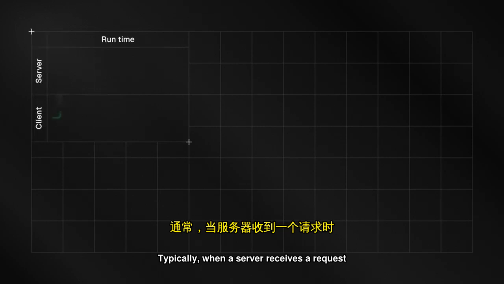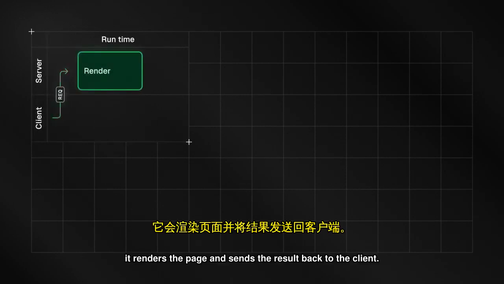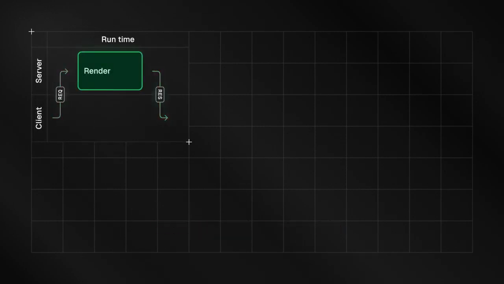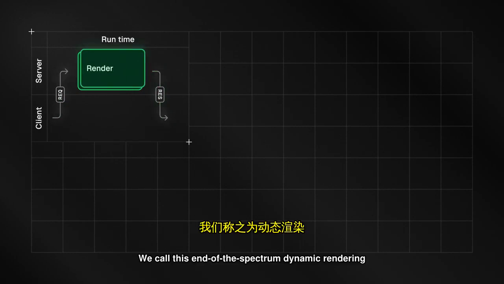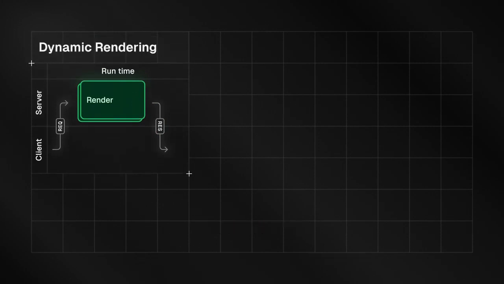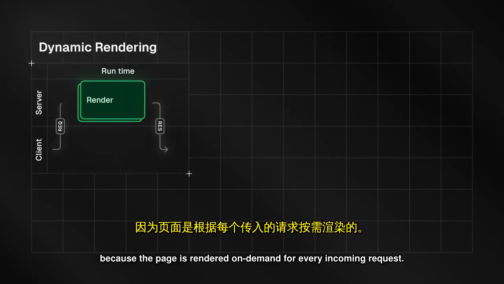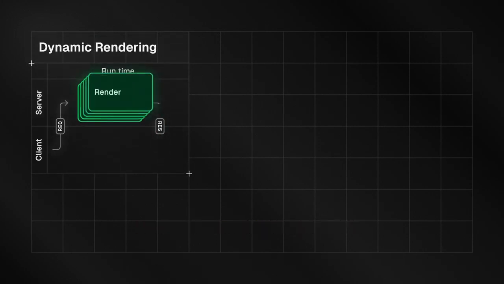Typically, when a server receives a request, it renders the page and sends the result back to the client. If a new request comes in, the server renders the page again. We call this end of the spectrum dynamic rendering, because the page is rendered on demand for every incoming request.